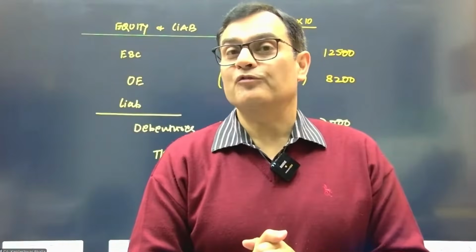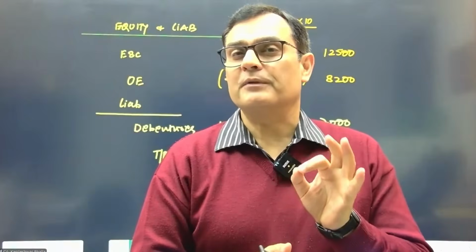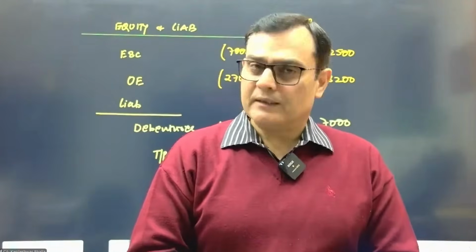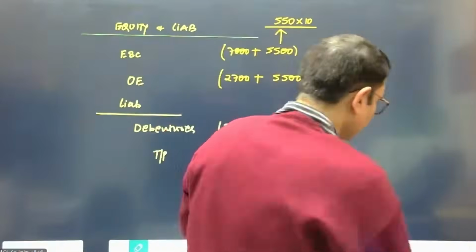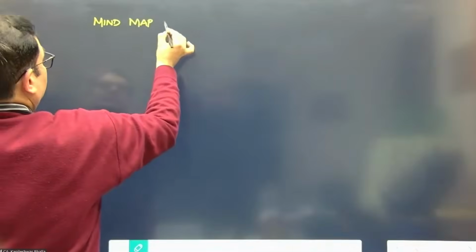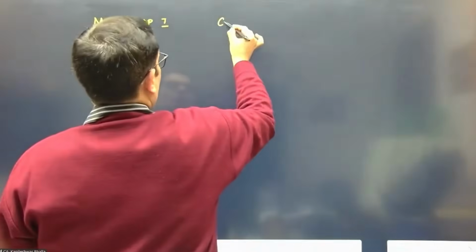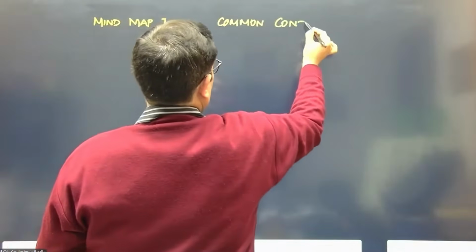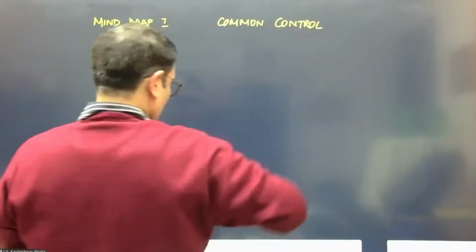Now we're going to go to the focus in terms of common control. So first we make a mind map on the concept of common control and then do a question. So let me first make a small little mind map on common control. So mind map 1 for the day. This is on common control transactions.